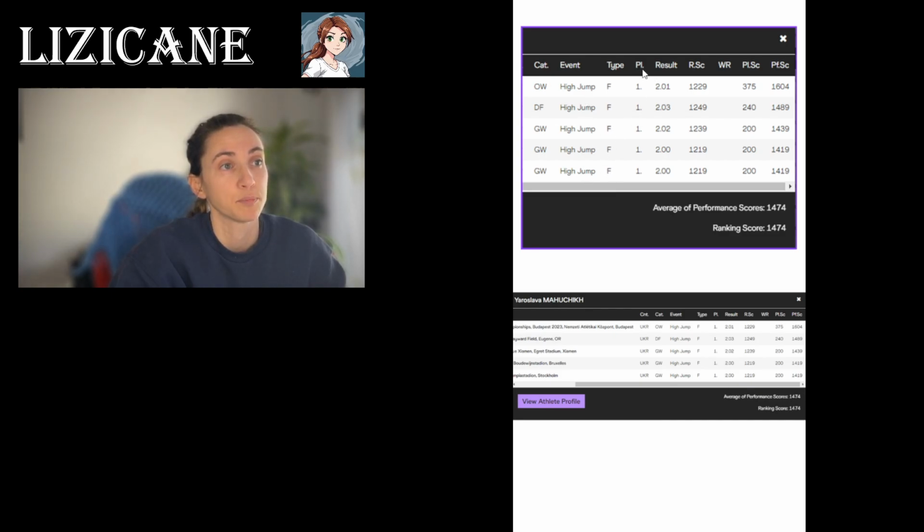And she placed, so PL is placing first, right? She didn't place second or third. That number would just be whatever she placed at those meets. The result is the height that she jumped. Now the R score is the result score. So the 2.01 being 1,229, that is that chart where you jump this high, you get this many points. So that is her R score. WR, there's no indication that she jumped a world record. If she did, I think it's about 25 added points.